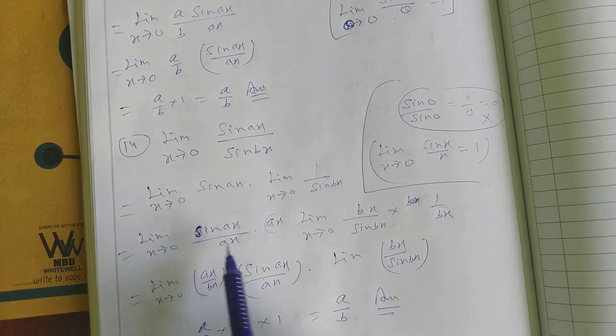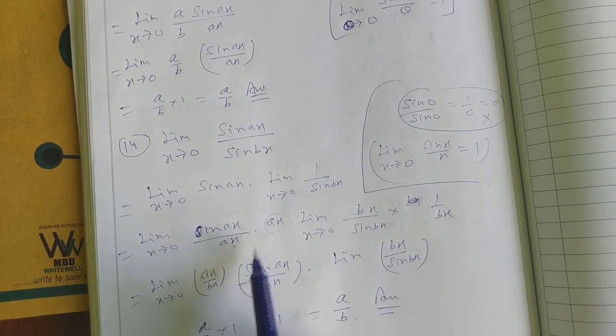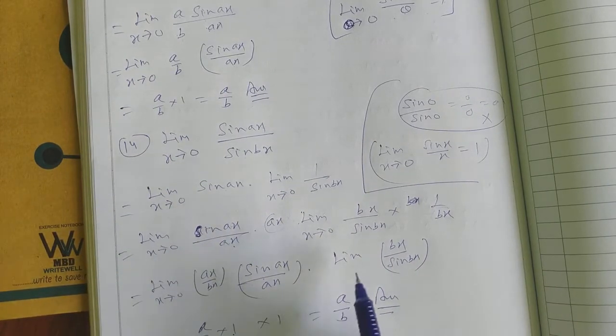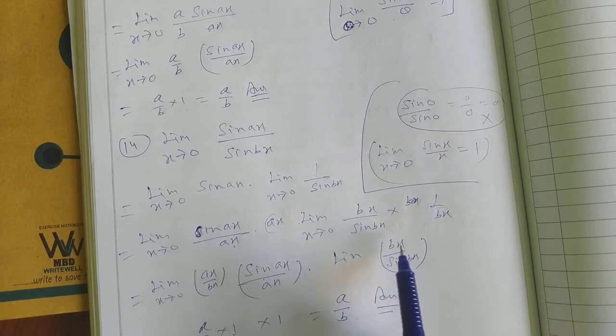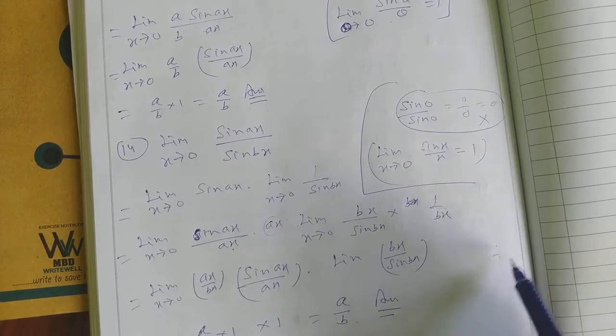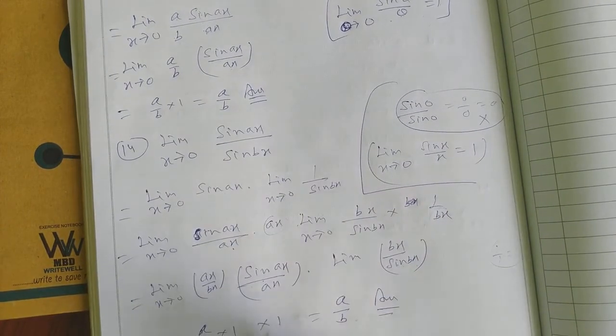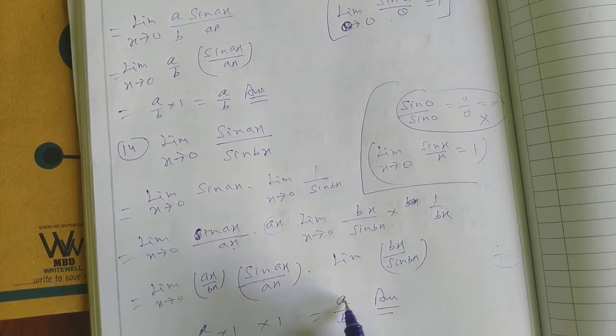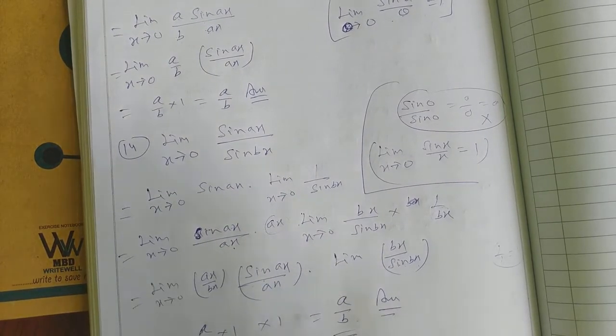Because the result of sin theta upon theta is 1. Similarly, you can write bx upon sin theta, and this is also 1. 1 upon 1 means 1. So your result is 1. So when you multiply this, you get the answer a upon b. So this is your final answer.